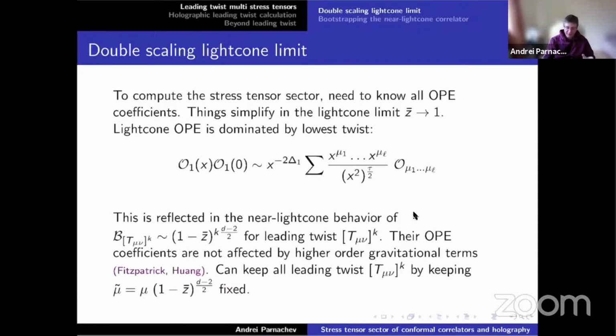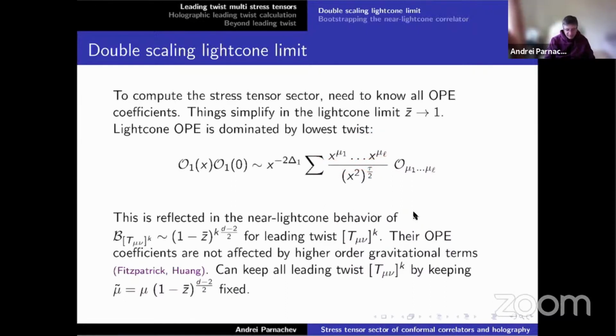So let's simplify our life a little bit by taking the lightcone limit, z bar goes to 1. As is well known, the lightcone OPE is dominated by operators with the leading twist, with the minimal twist. Well, this is very easy to see. Consider an OPE of 2 scalar operators. There's this term, and then let's say we have an operator with spin l here. It needs to contract x's with indices, and the lightcone limit means that x mu is finite, so all these are finite, but x squared goes to 0. So this means that the leading contribution comes from operators with the smallest twist tau.